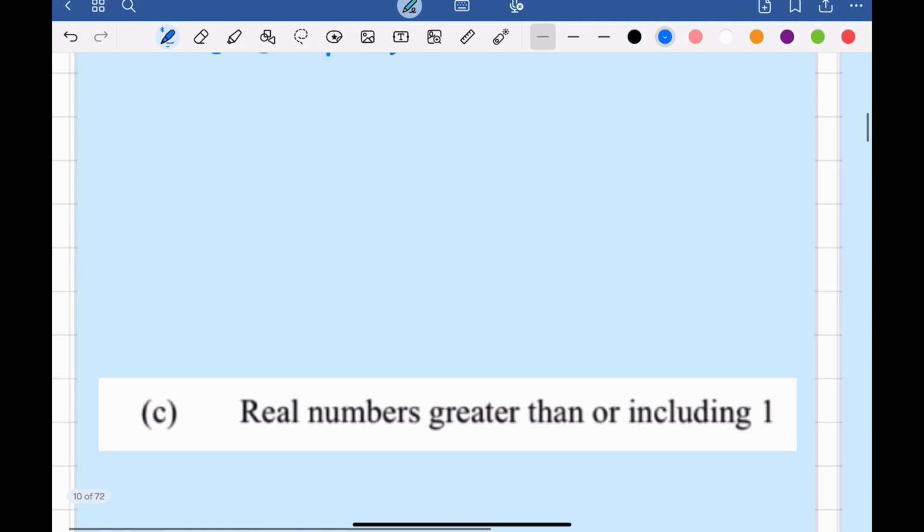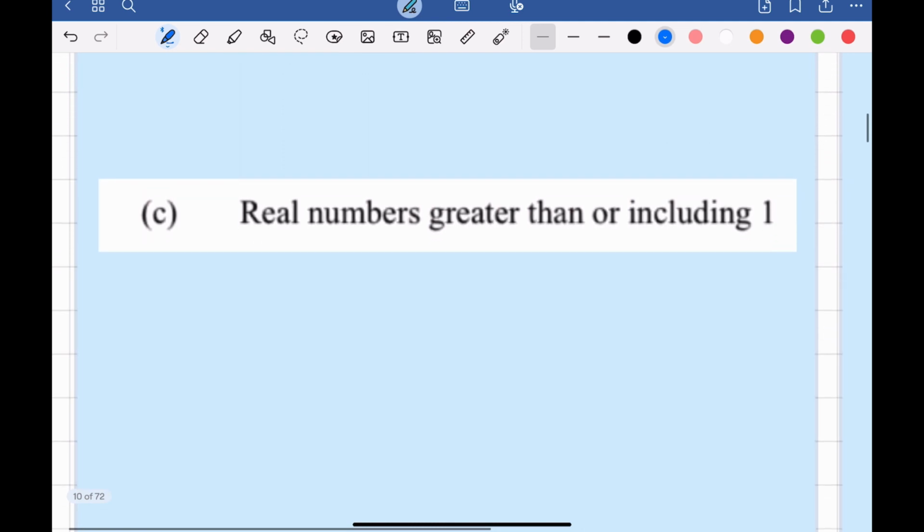The next one says real numbers greater than or including 1. So here they don't give us any upper bound, which means that our upper bound goes all the way to infinity. So it includes 1 and it's greater than 1. So it goes all the way to positive infinity. And what's important to note is infinity and negative infinity is never included. So that is excluding infinity because it's not a real finite number which we can put our finger on.